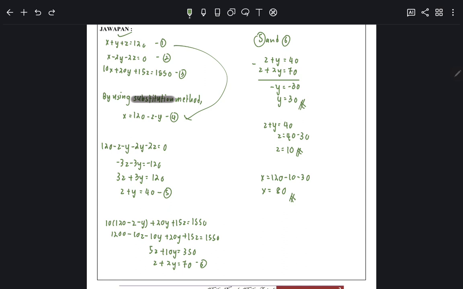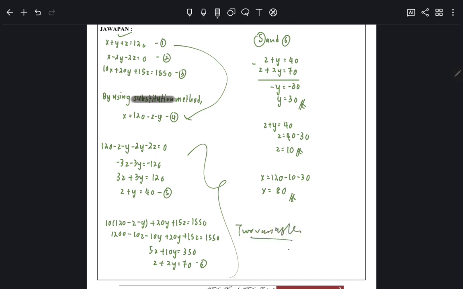So when you substitute, okay, you will get like this, and then you will end up with 5z plus 10y equals to 350. Then you separate again, 5, 10, 350 are in the five times table, so you just divide with 5. So z plus 2y equals to 70. The main reason why we do like this is because we want 2 variables. That's why we do like this.